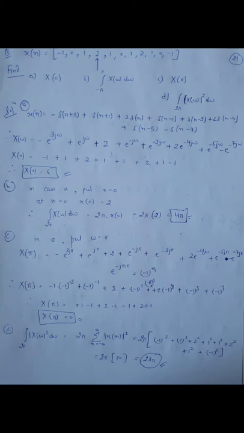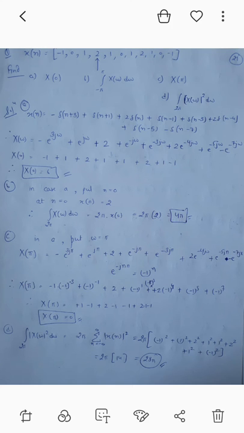Let's find out the question. Solve the question. x[n] is given as a finite discrete time sequence varying as minus 1, 0, 1, 2, 1, 0, 1, 2, 1, 0, minus 1. Find X(0). Simply write down x[n] in terms of delta. It will be given as minus delta of n plus 3 plus delta of n plus 1 and so on.